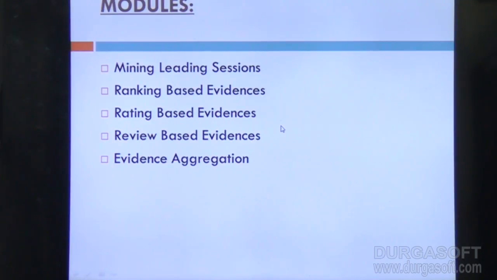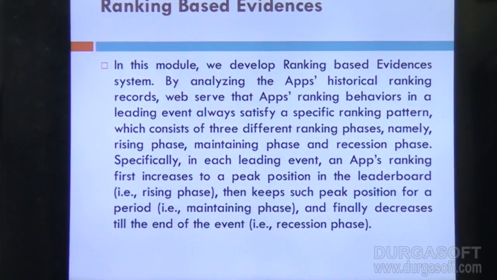In this project, we have categorized 5 modules. Those are mining leading sessions, meaning how to find the leading sessions, in what area we find the fraud, and in what time period we find some fraud. The second is ranking based evidences. Here we have to collect multiple rankings, and decide based on that in what area, in what ranks are finally a fraud or not.